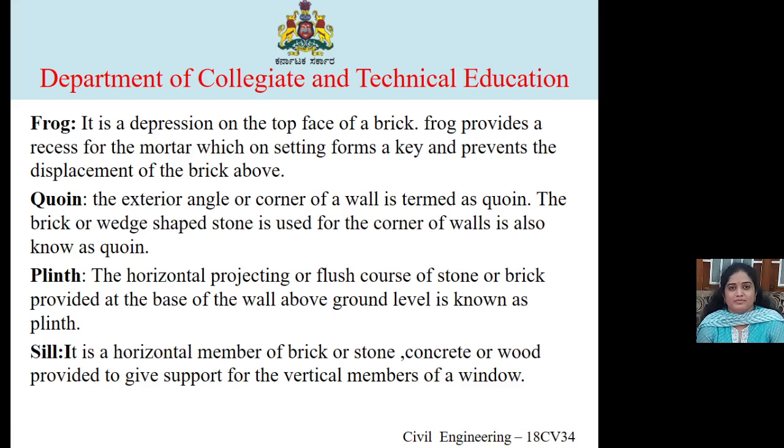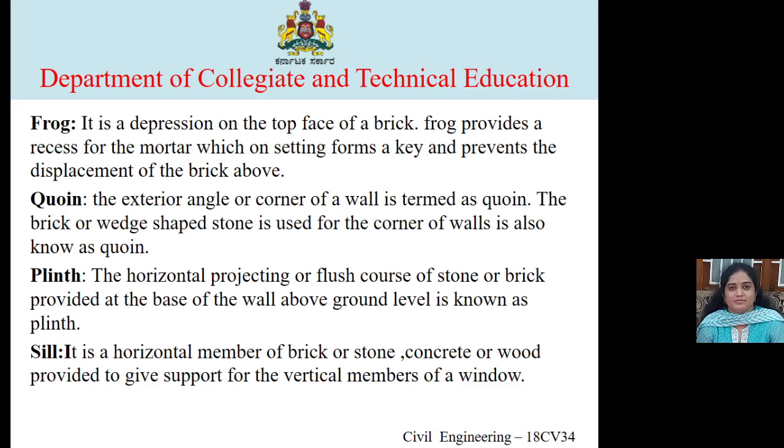Next is coin. The exterior angle or corner of the wall is termed as coin. The brick or wedge-shaped stone used for the corner of the walls is also known as coin. So that you can see in the coming pictures. I'll show you there.